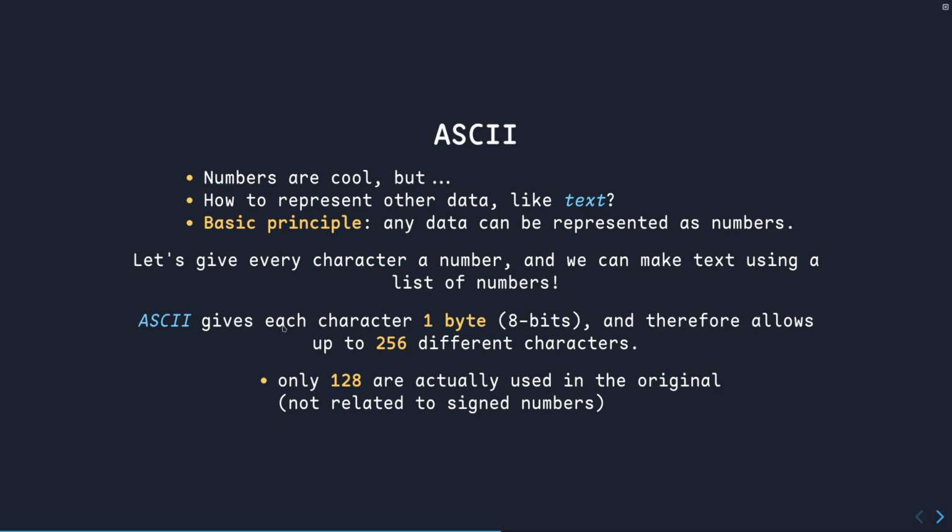So ASCII gives each character 1 byte, which means we can represent 256 different characters in theory. But only 128 of these are actually used, because the original ASCII specification asks for 7 bits and not 8. But with the rise of computers, it then got extended, because computers worked with 8 bits in their memory. It's basically just 8 bits with one bit to spare. This reason is therefore also not related to signed numbers.